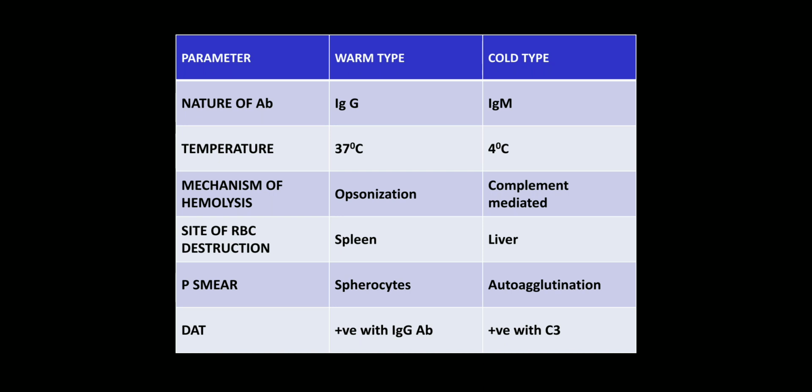Whereas in cold type, I told you it is complement fixation and complement mediated. And site of RBC destruction is spleen in warm, in liver in cold type. Peripheral smear you see spherocytes in warm and autoagglutination in cold type. DAT or direct Coombs test is positive with IgG antibodies. Whereas cold type, it is positive, but we have to add C3. What is C3? C3 is nothing but a complement.